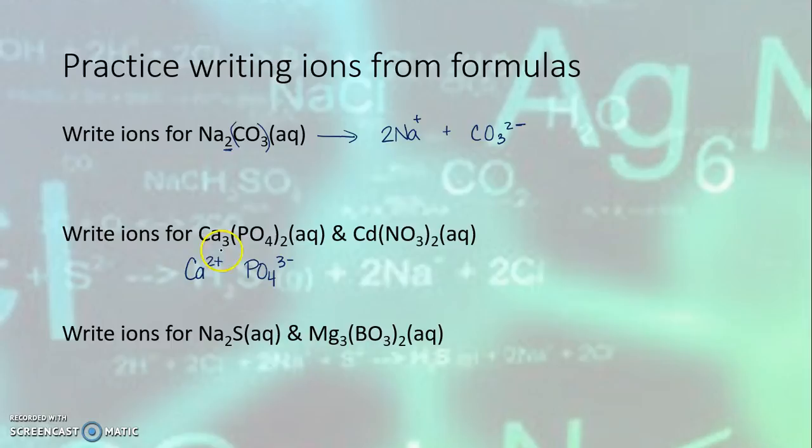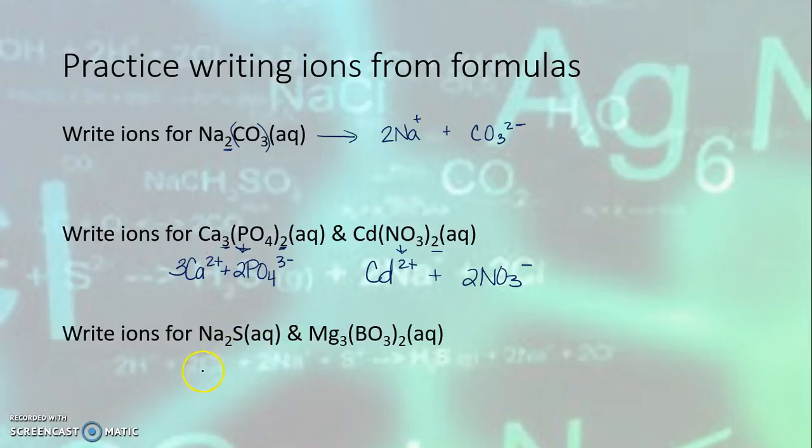All right, so how many calciums do we have? We have 3. And how many phosphates do we have? We have 2. And there you go. Cadmium nitrate. Well, we're going to have cadmium with a +2 charge, and we're going to have nitrates with a -1 charge. And there's 2. So there you go. Easy, right? Easy. All right, if you think you got this, keep going, and then check your answers. If not, you can keep working with me.